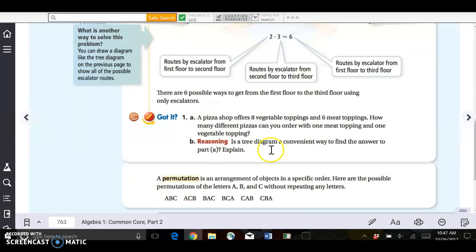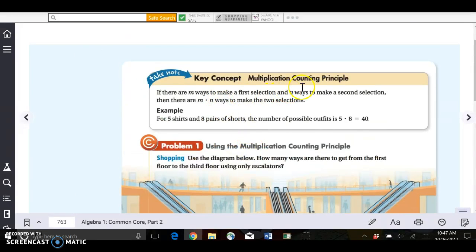All right, reason says, is a tree diagram a convenient way to find the answer to part A? Explain. Without even drawing it out, I'm going to have to say no, a tree diagram is not more convenient because I'm going to have 8, and then after I put 8, I have to put 6 on each 8. That would be way too big, so this would not be a convenient way. This multiplication counting principle is the best way. I hope this helps.